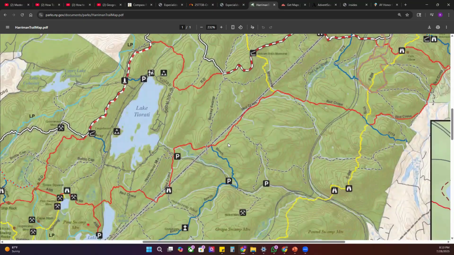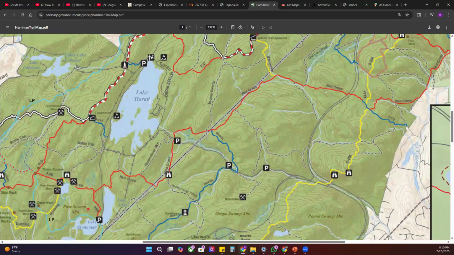Let's come around Lake Tiorati, which is where we're going to be going. We have the lake, right? And right here, next to the parking sign, I don't know if you see my pointer, you see that I have many little contour lines, and then I have a circle on top. That is indicating that the circle is the high part, and then it's coming down to the lake, right?